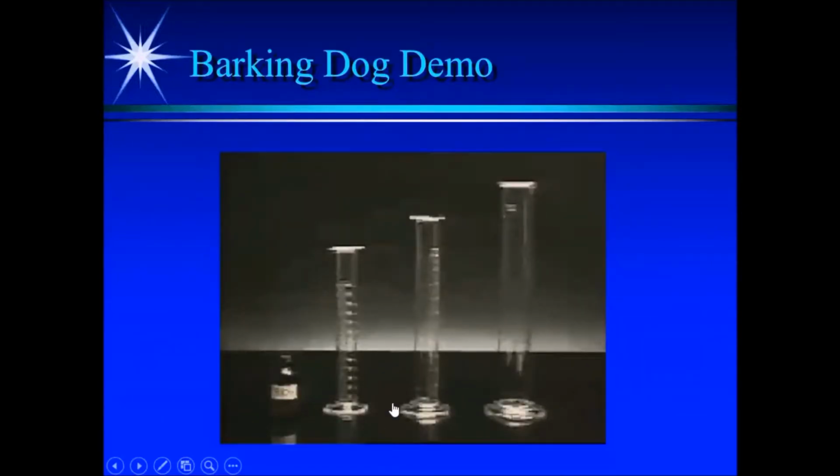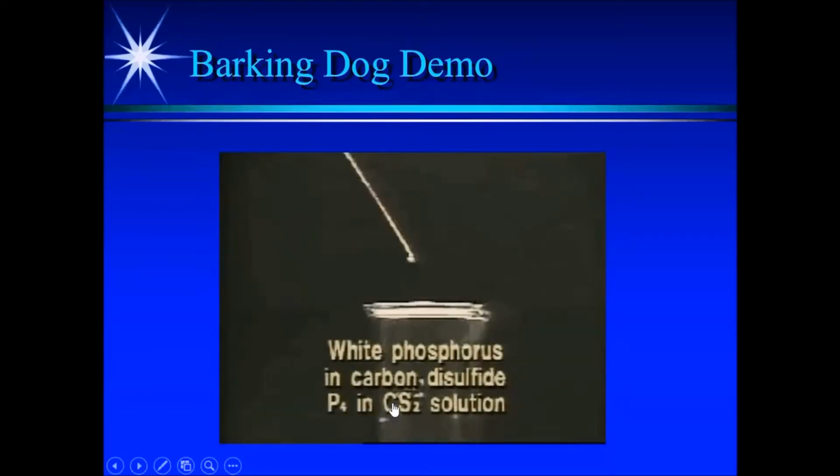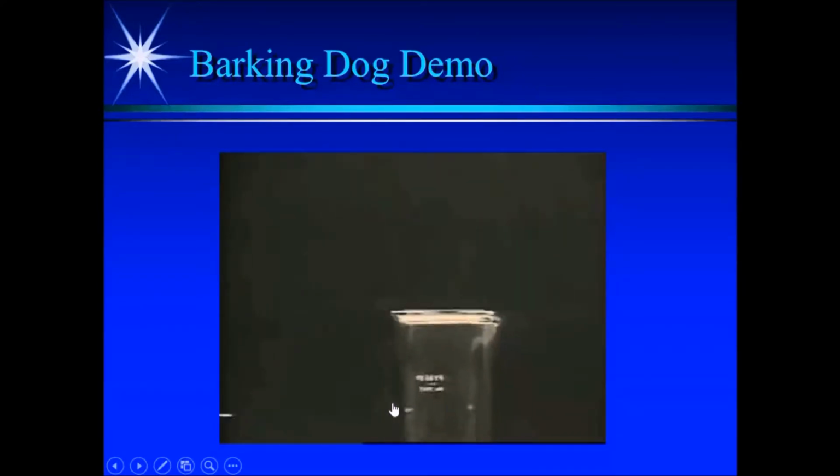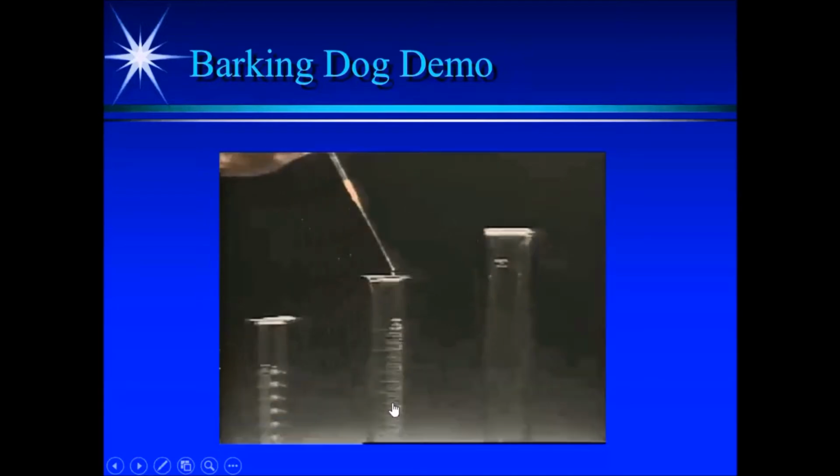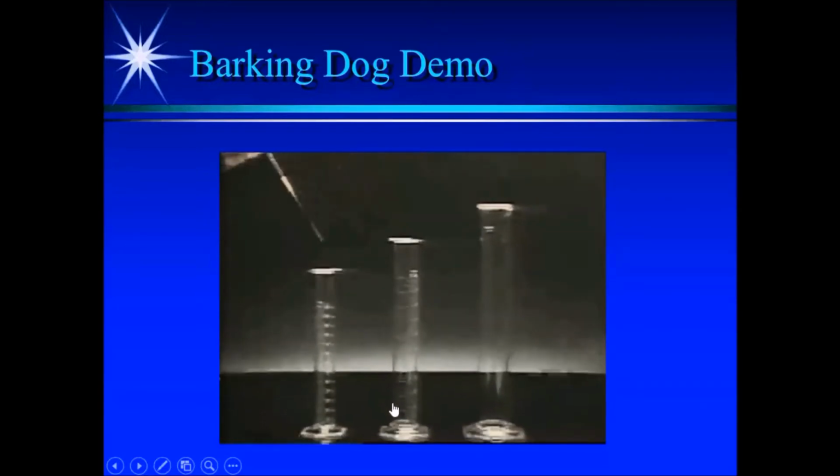I call this the barking dog demonstration. Let's see if you can tell me why. The glass cylinders are covered with pieces of filter paper. A solution of white phosphorus dissolved in carbon disulfide is dripped onto the filter paper. Watch and listen, focusing your attention on both the paper and the cylinders.